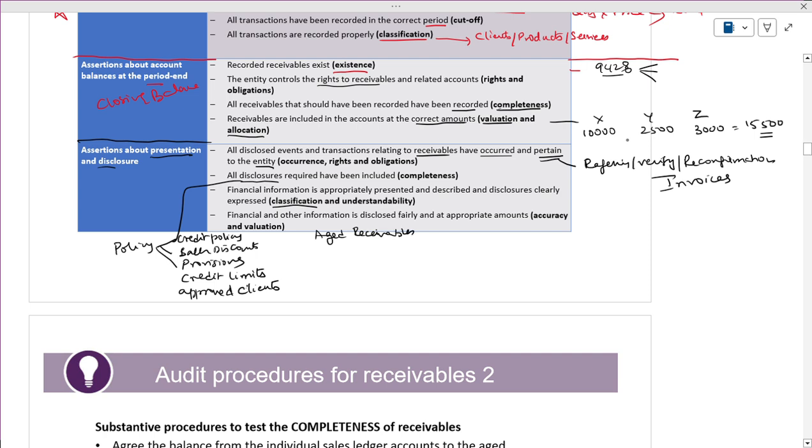Is that we are talking in terms of classification, in terms of amounts? Okay, in terms of amounts. Is that classification in terms of recoverables? Which receivables are we getting delayed recoveries from, and where do we have huge amounts to be recovered? Understandably, financial and other information is disclosed fairly and in appropriate amounts in terms of accuracy and classification. Those three things are there.